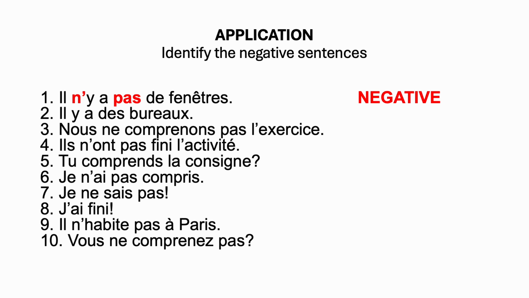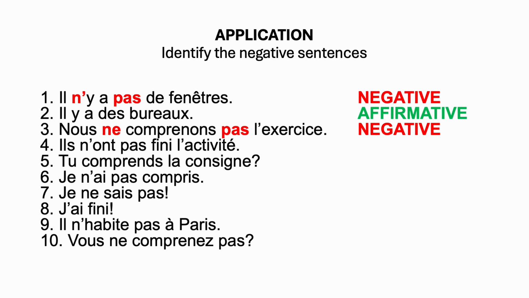2. "Il y a des bureaux" is affirmative. Repeat after me. Il y a des bureaux. Which means there are desks or there are offices. 3. "Nous ne comprenons pas l'exercice" is negative. Repeat after me. Nous ne comprenons pas l'exercice. Which means we don't understand the exercise.